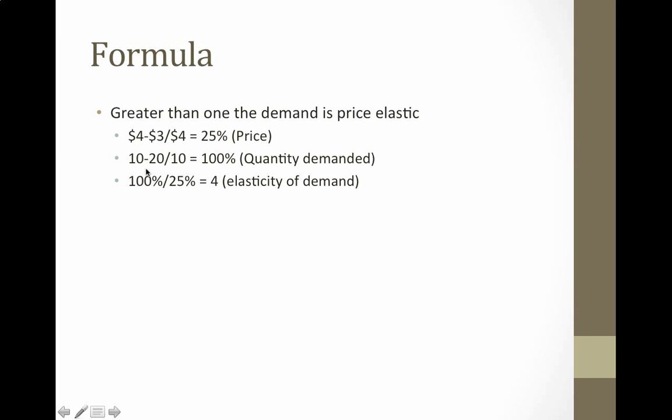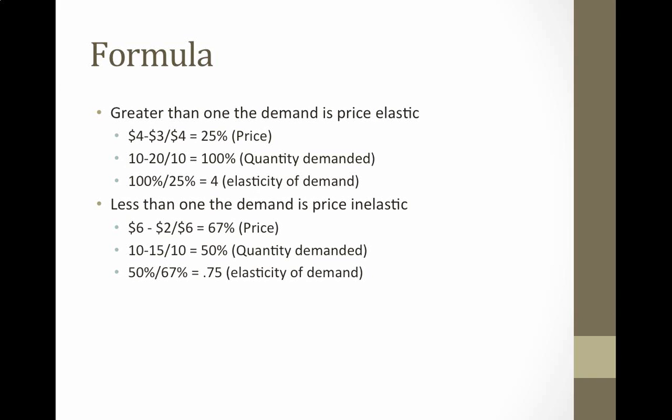And these are our quantities. How did that change in price affect our quantities? Our original quantity demanded was 10, our new is 20. We're going to divide that by the original, and that will give us 100%. And our formula is the percent change in quantity demanded divided by the percent change in price. And here we have it equals 4. So if it is greater than 1, it is price elastic.